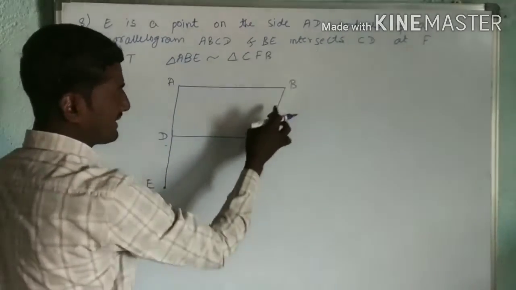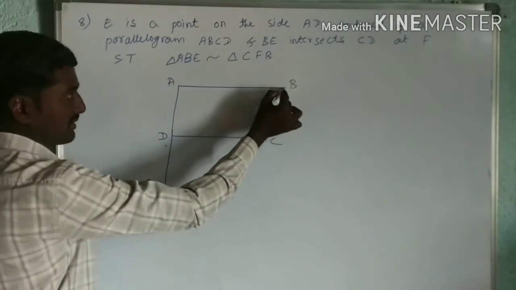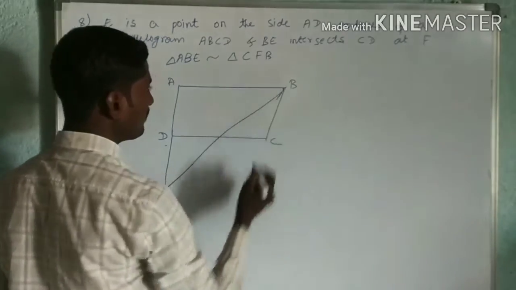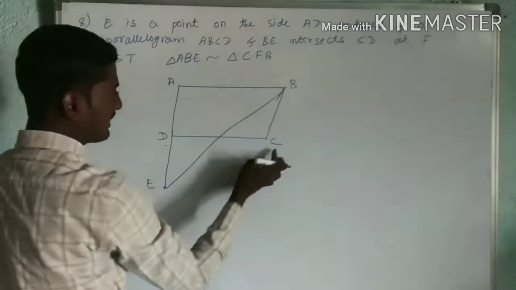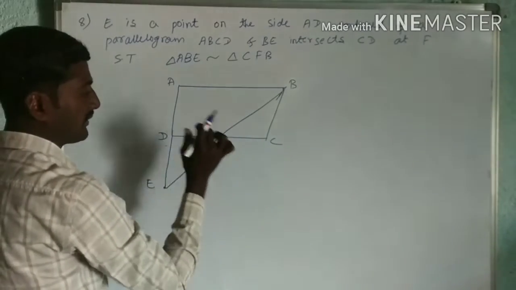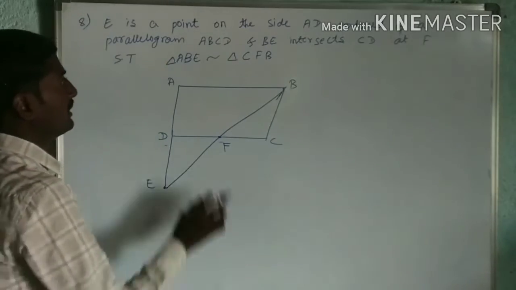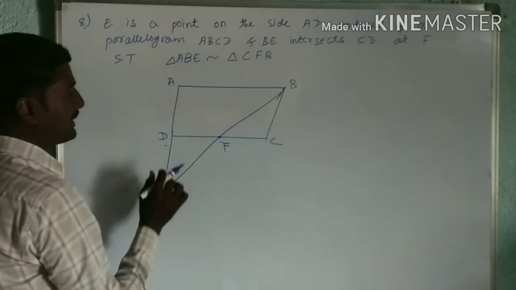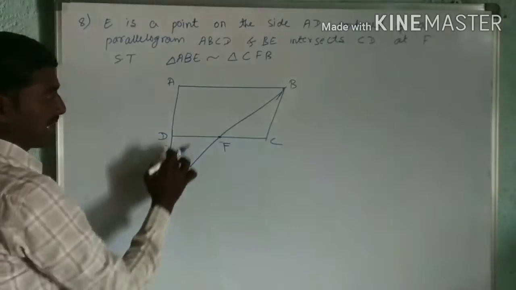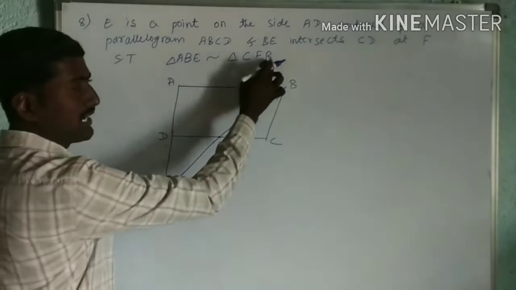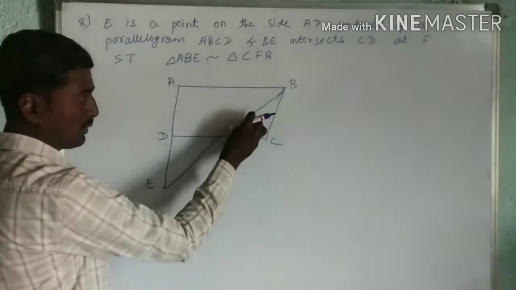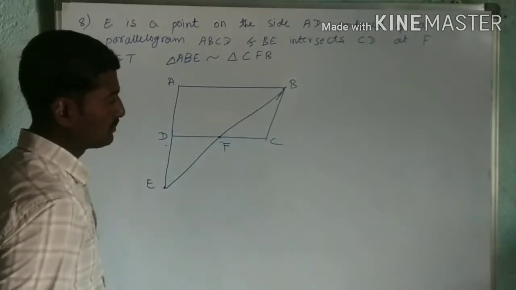Next, join this BE. BE intersects CD at the point F. So this is point F. Then show that triangle ABE is similar to triangle CFB. This triangle is similar to this triangle. I have to prove it.